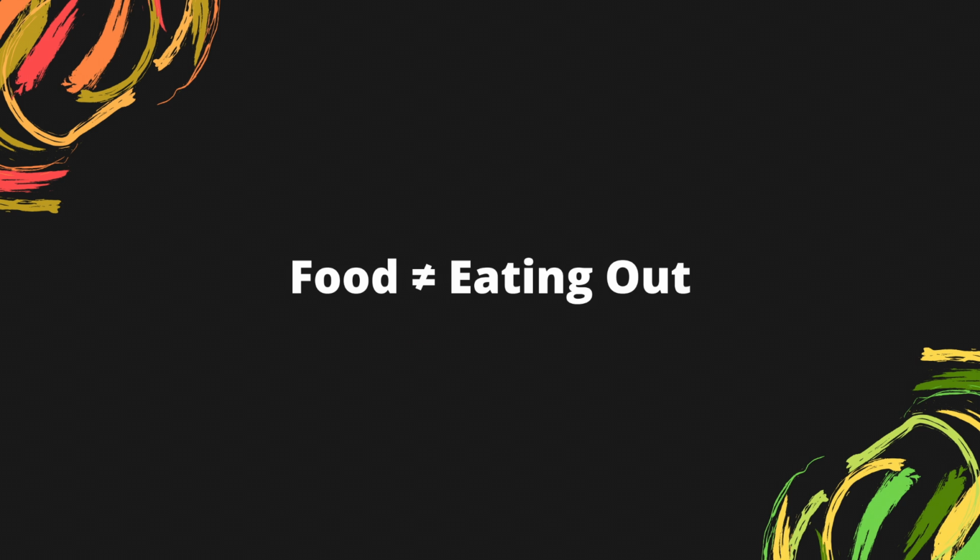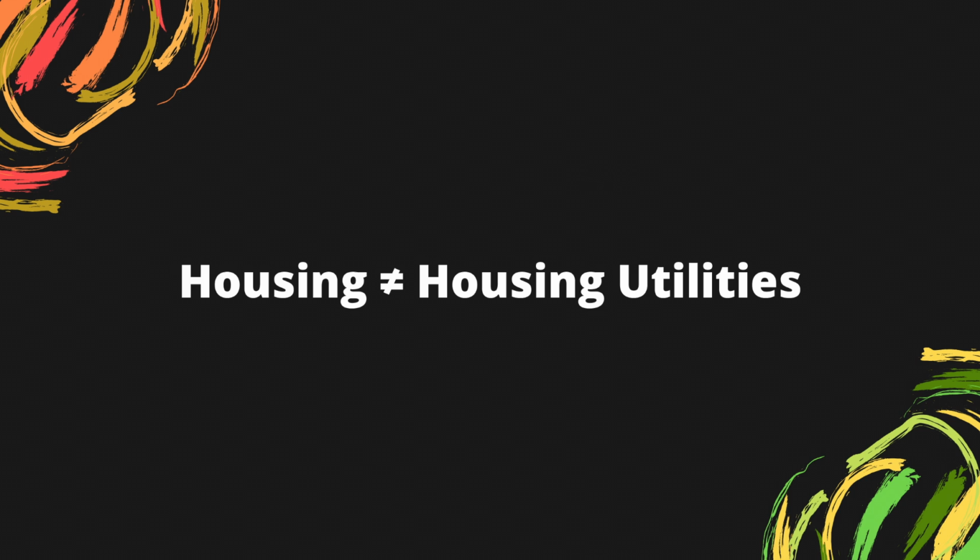This is why I don't combine food and eating out. Eating out is more leisurely and expensive, while a grocery store trip is the opposite. The same idea exists with housing versus utilities. I don't like combining them. My utilities are pretty inflexible. Even if I move to another apartment, my monthly bills will likely not change much, but my rent payment could change if I opt for a cheaper apartment.